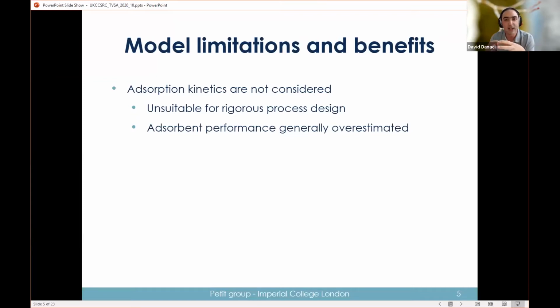Another byproduct is that you are comparing adsorbents on the basis that equilibrium is achieved and that the adsorption kinetics are very fast. Most of the adsorbents that I'm going to show you today are very fast or fast. But if you want to use the model to compare a slow adsorbent to a fast adsorbent, there will be a greater disparity between what the model shows you and what is actually achievable.